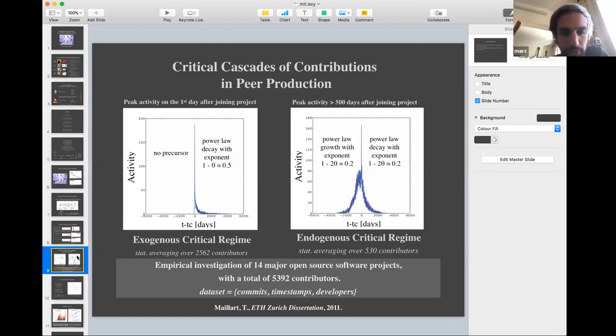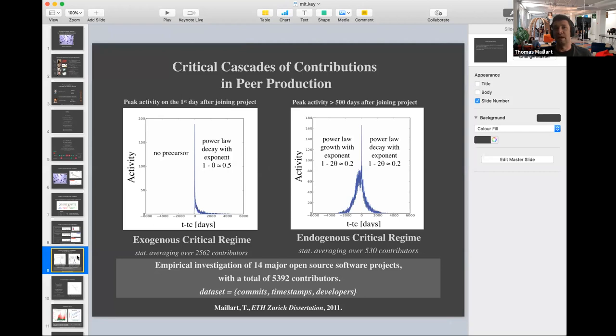Thomas, on the left, yes. You selected people that have their highest peak on the first day. On the right, you selected people that have their highest peak more than a year, more than 500 days after joining the project. Yes, you're right. Actually, we made a little trick here.